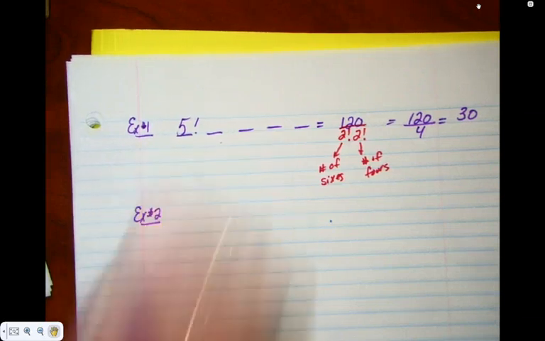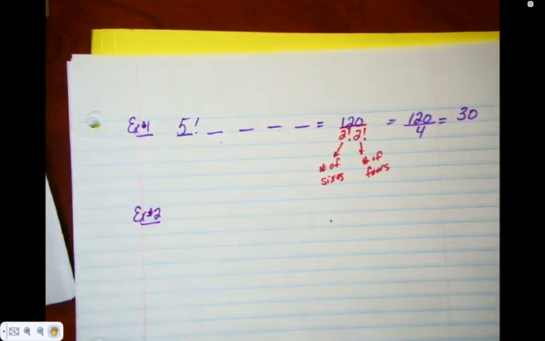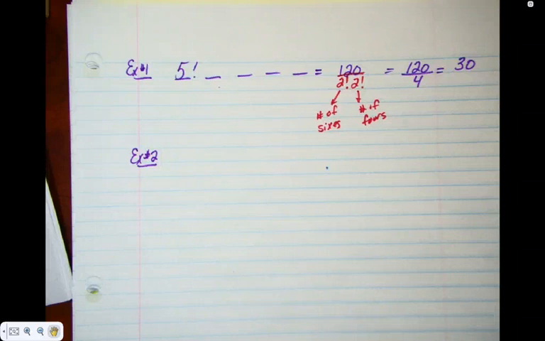Example number 2. How many permutations are there of the letters in the word Mississippi? What's the first thing we need to count? How many letters does it have? 11. I feel like 11 has been confirmed.